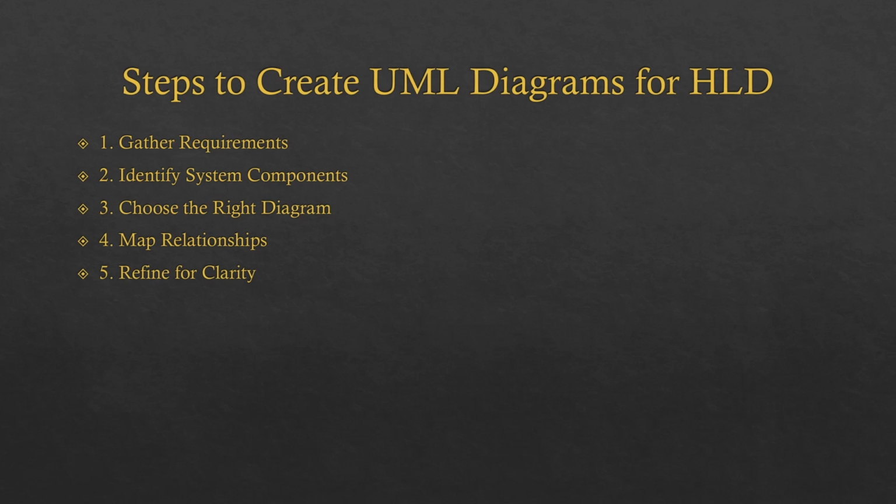Creating UML diagrams for high-level design involves a few key steps. First, gather requirements from stakeholders to understand the business logic. Next, identify the major components of the system. Once we know what we need to model, choose the appropriate UML diagram for each aspect. Then map out the relationships between components and refine your diagrams to ensure clarity and precision.